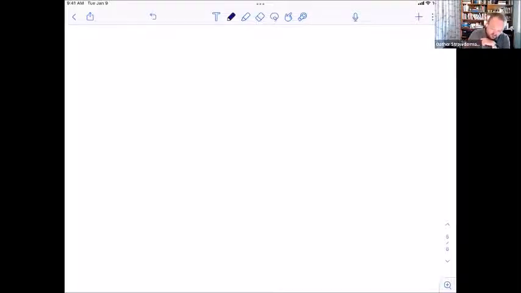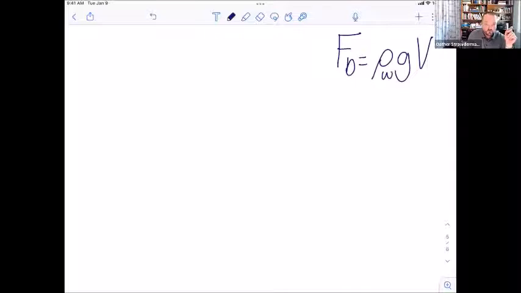So the equation for buoyancy is rho gV. And let's talk about those three different symbols real quick. Let's talk about something floating in water to make it easier for ourselves as far as symbols go. Rho is the density of water. g is gravitational field strength. And V is the volume of the water displaced, moved out of the way. That's Archimedes' principle. It's the buoyant force, the force that acts on something that's moved a fluid out of the way.